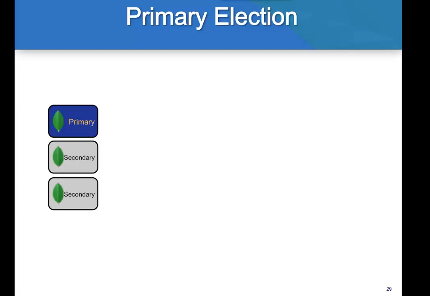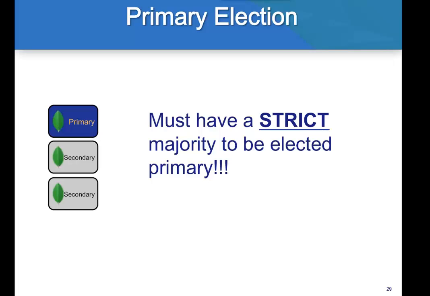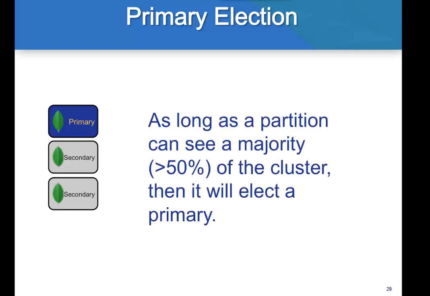In this example, we've got a replica set that's made up of 3 nodes. There's one primary and 2 secondaries. And the important rule here is that you must have a strict majority to be elected primary. In this particular case, there are 3 nodes in the replica set, and that means that 2 votes are required in order for that primary to be elected as primary and to serve in that role.